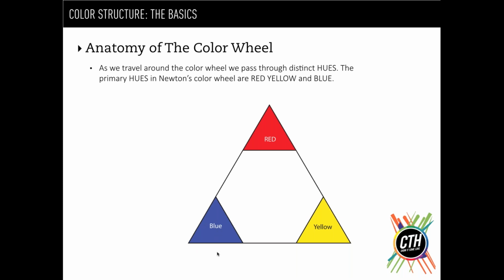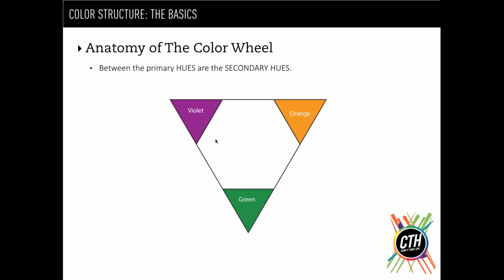Well, you can't mix two colors to make them. They're the starting point. So if you start with just the primary colors and you mix two of them together, you get what's called a secondary color. The secondary hues are violet, orange, and green.